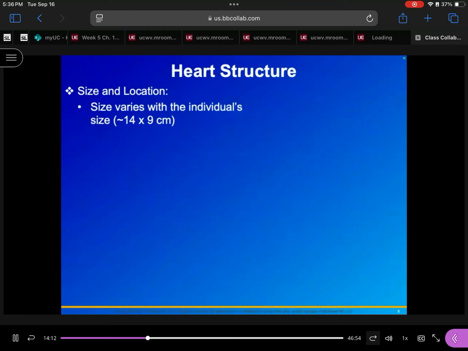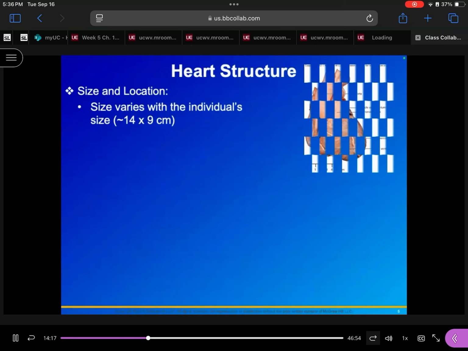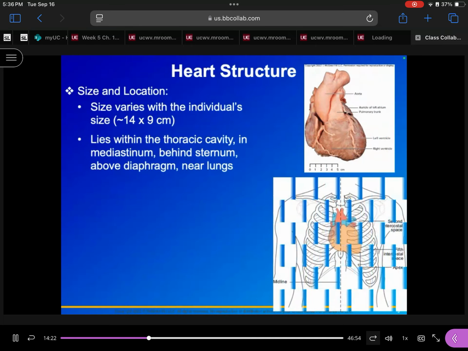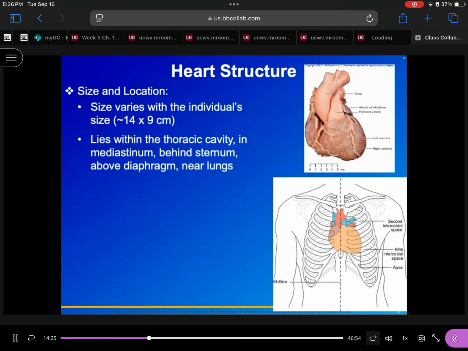your fist on the left side. Depending on the individual, it's about 14 by 9 centimeters, give or take. That's not as important as where I want you to understand where it's located. So it lies within the thoracic cavity. And if you remember back to talking about body regions in Anatomy 1, this is going to be the thoracic cavity. And then within that, you have right here was the mediastinum. And then the bulk of the actual heart is going to be within the pericardial cavity.